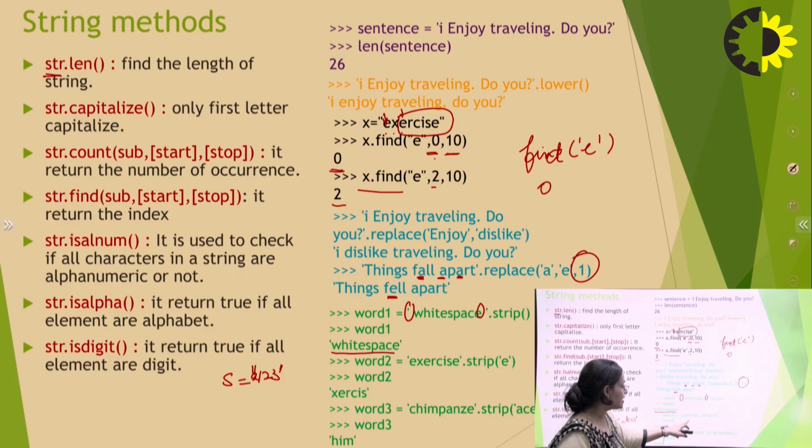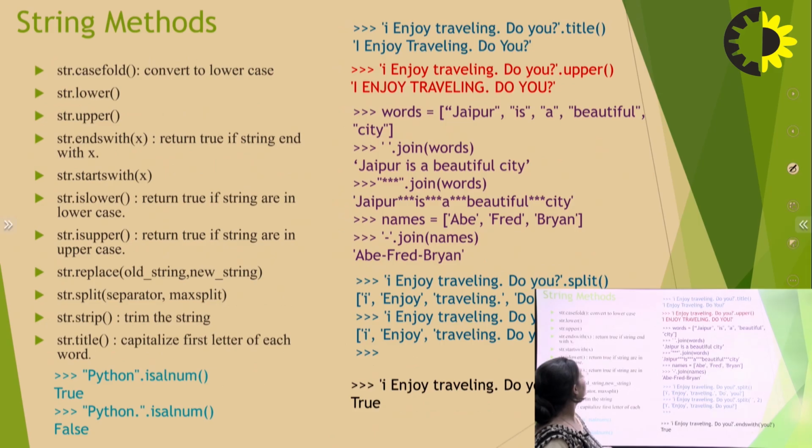Then exercise and exercise dot strip. That means the string is given and strip is applied; the E written here will be stripped off from both ends and the output will be this. Similarly, the output will be this. Okay. Some other methods are string lower, string upper, string endswith, string startswith. So these are the methods, and accordingly the output will be here.